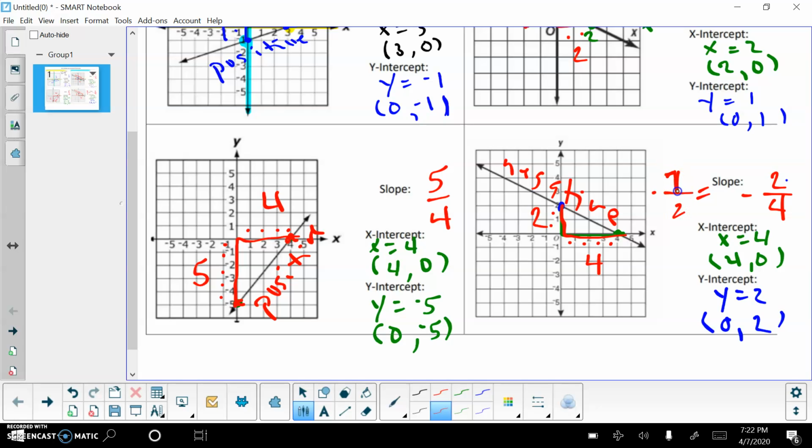-1/2. I'm going to try to make that look a little bit better. That looks kind of like a 7. -1/2. And if I check that from here, I can see that if I go down 1 line and across 2, I'm back on the line. Down 1, across 2, back on the line. So yes, -1/2 is actually the better way to write the slope because it is now simplified.